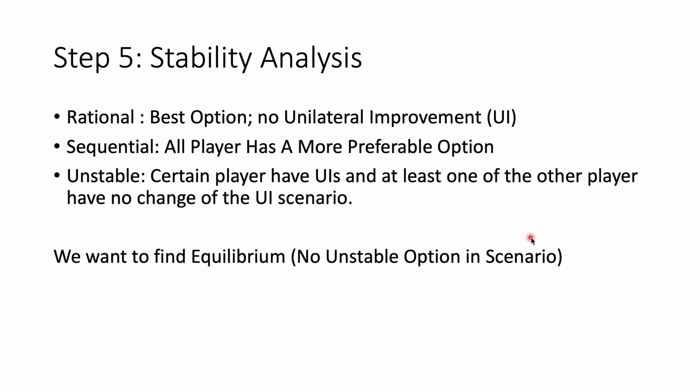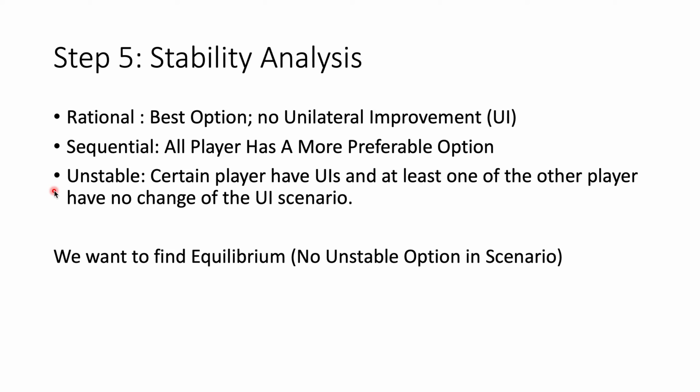Next, on step 5, we have to do stability analysis. There are 3 terms that you have to know. The first one is rational. A rational choice is the best option with no unilateral improvement. The second is sequential. Sequential means all players have more preferable options. And the third is unstable. An unstable choice is when a certain player has a unilateral improvement and at least one of the other players has no change of the unilateral improvement scenario. We will continue from these 3 later on so you will understand.